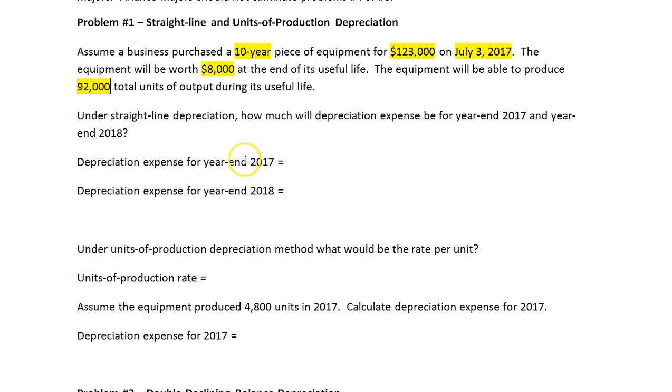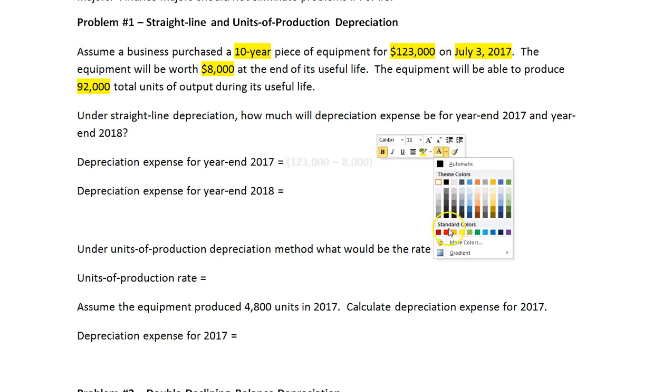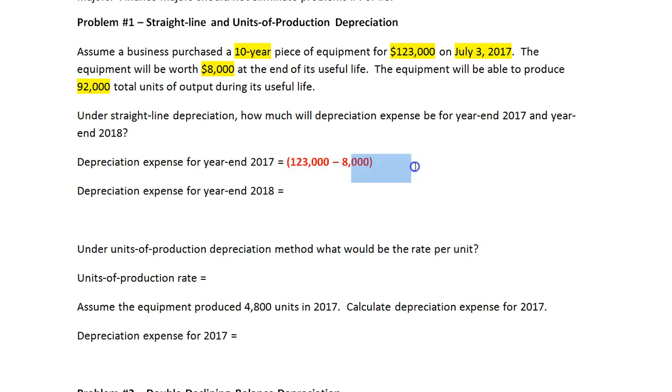Alright, let's just remember the formula for straight line. It's the initial cost minus the residual value, divided by the useful life. So in this case 10 years. So 123,000 minus 8,000 divided by 10. And the first year is going to be a partial year, so we're going to have to adjust for it as well. Alright, so that's the basic formula for straight line.